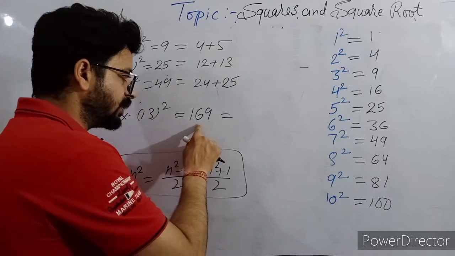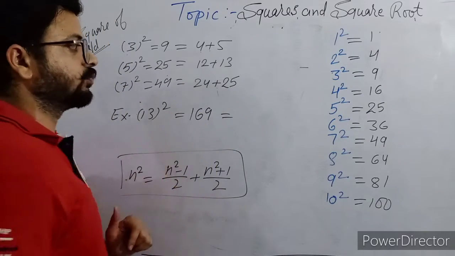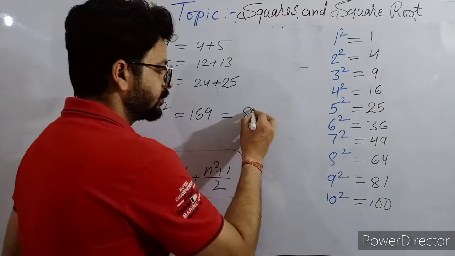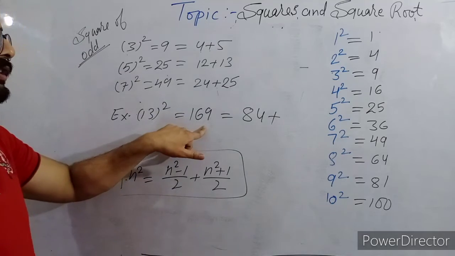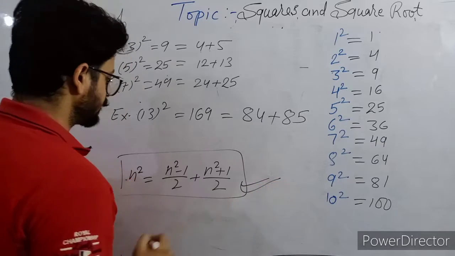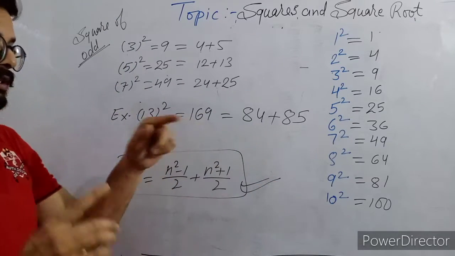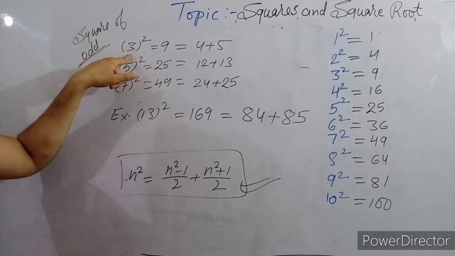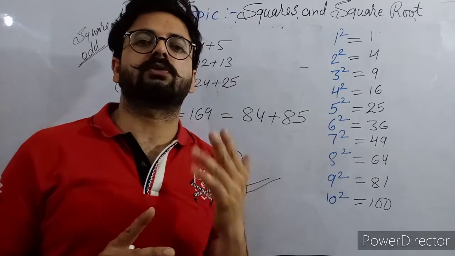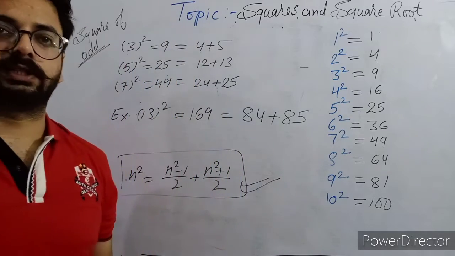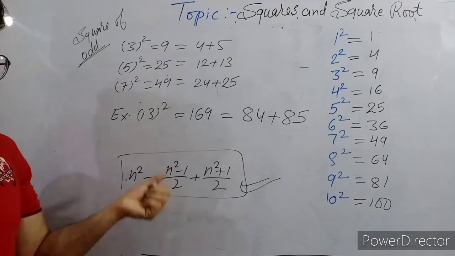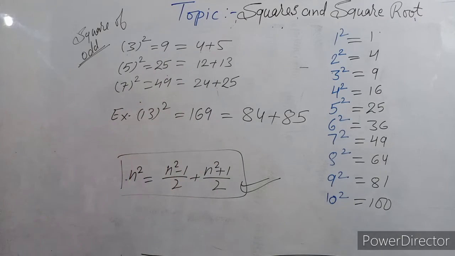No issue. From 169 you subtract 1, then 168, and then divide by 2, 84. And now add 1 to this, 170, then 85. So this is the formula you can calculate with. The square of any odd number is equal to the sum of two consecutive positive integers. Very simple and interesting topic it is.